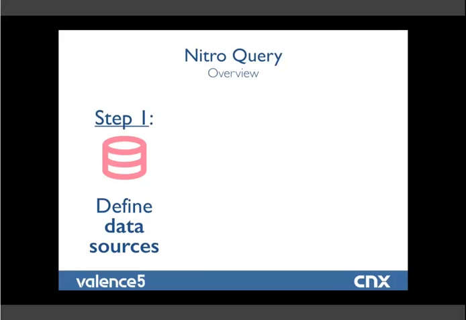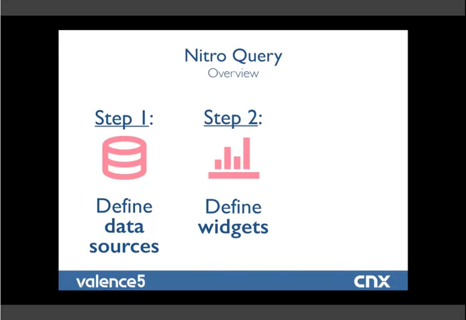Once you've defined one or more data sources, the next step is to set up a visual component or widget to render the data. Now, this could be a grid or a chart or a graph or whatever UI element is best suited to the corresponding data source.